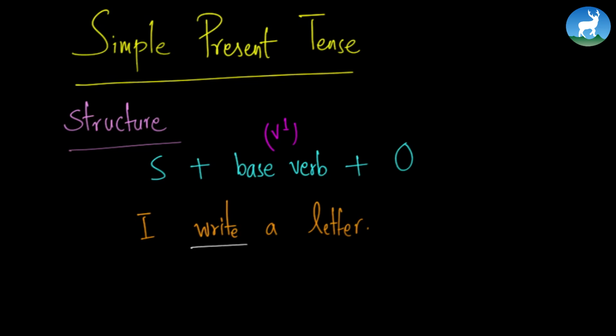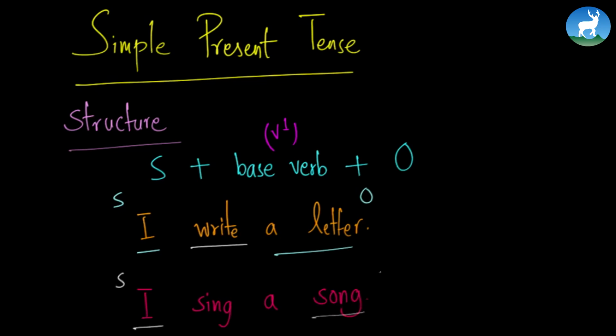Let's look at the sentence once again. The I is the subject and a letter is in fact the object, and what we have in between subject and object as a bridge, or more like a connector, is the base verb. So base verb acts as the bridge or the connector between subject and object. Okay, I can give you another example. I sing a song. Now that is again in the simple present tense. In the subject position is I, and in the object position we have a song, and sing is the verb 1 or the base verb.